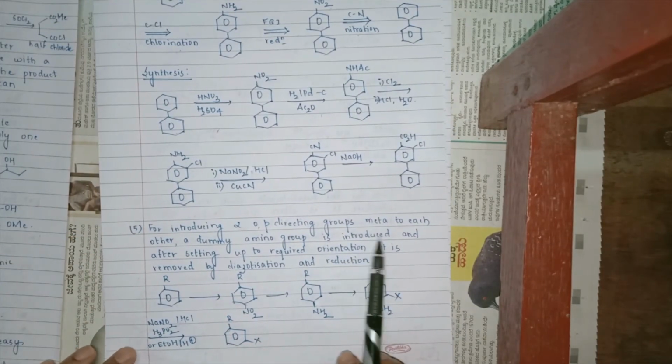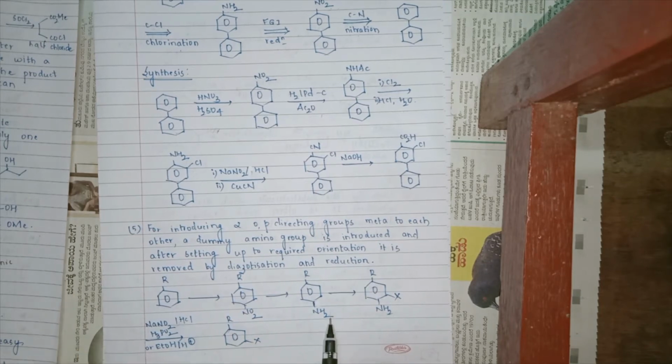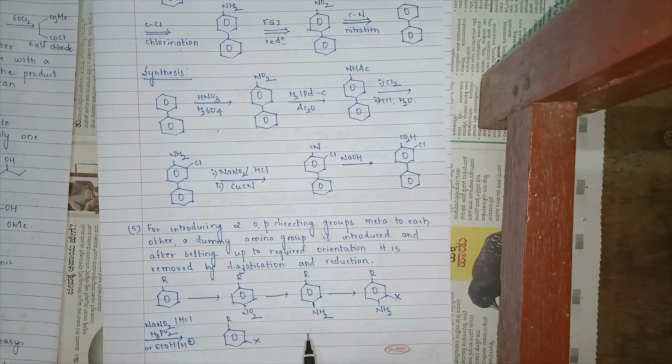So for the next guideline: for introducing two ortho-para directing groups meta to each other, a dummy amino group is introduced, and after setting up the required orientation, it is removed by diazotization and reduction. Now, if there is an electron donating system, they are always ortho and para directing. But if I want to introduce two ortho-para directing systems meta to each other, then what we will be doing is first adding an NO2 group, so that there will be a dummy introduction of an amino group. Further, I can introduce the meta system.